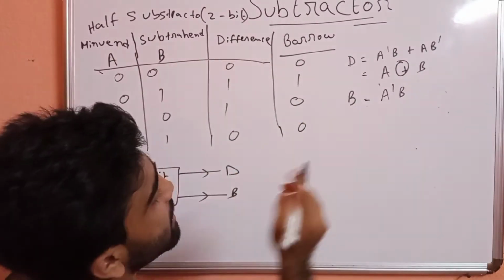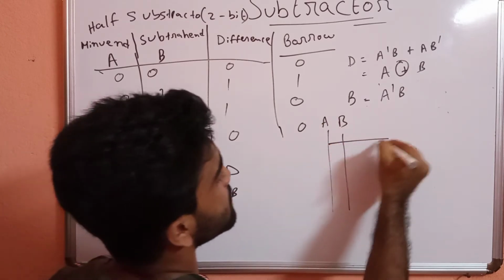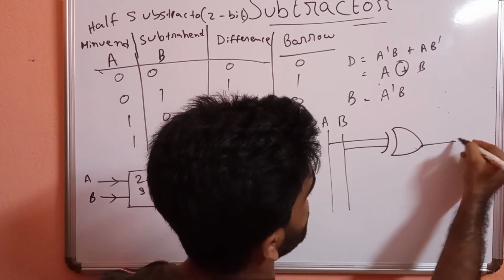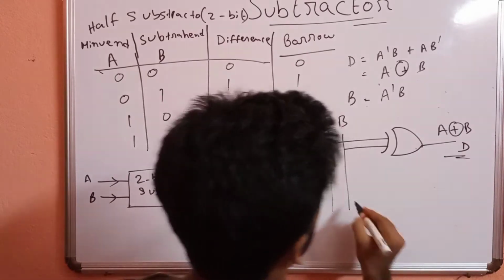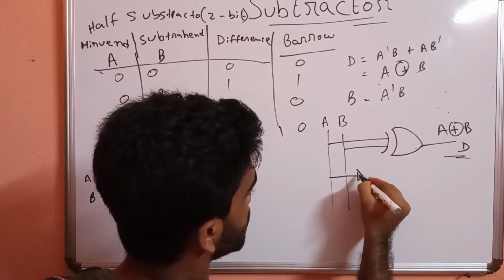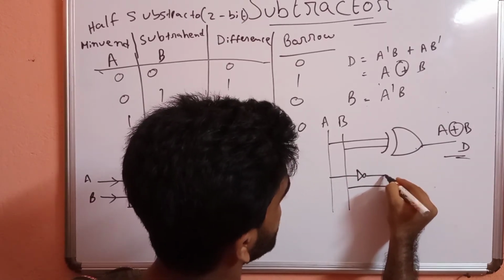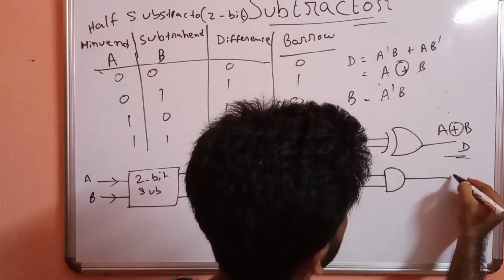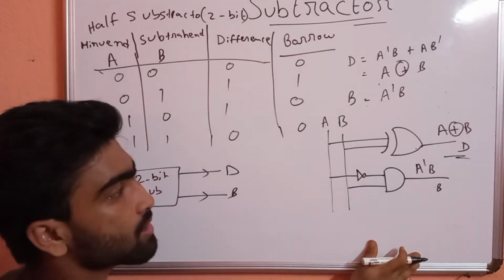So what will be the circuit diagram for this? It is very easy. A and B are the inputs. Now we will XOR A and B for the difference. This is A XOR B, the difference part. And for the borrow, we will do a NOT on A, and then an AND with B. This is the borrow part, that means A' B.